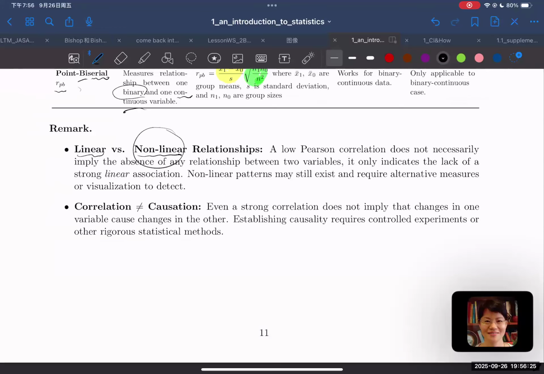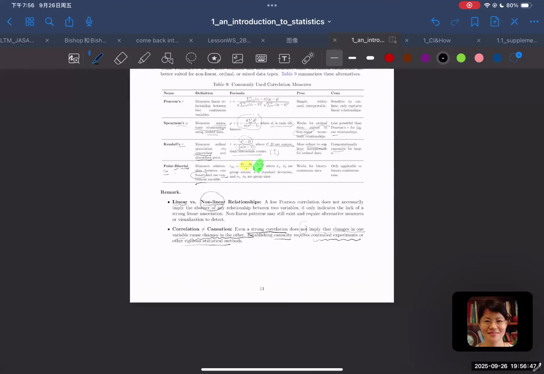Yeah, so this one tells you even a strong correlation does not imply that changes in one variable cause changes in another. So here, to establish causality, it requires a controlled experiment or other rigorous statistical methods. Yeah, be careful about this point.